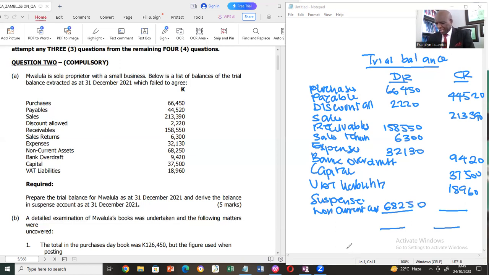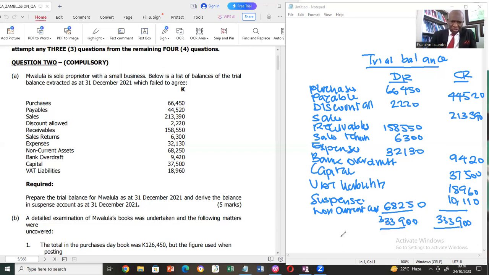So if you add on the debit side there, you get 333,900. You transfer the total there. The suspense here, when you add all these from there, there is a difference of 10,110. That's what goes to the suspense. So that is how you prepare the trial balance when you are given a list of balances.